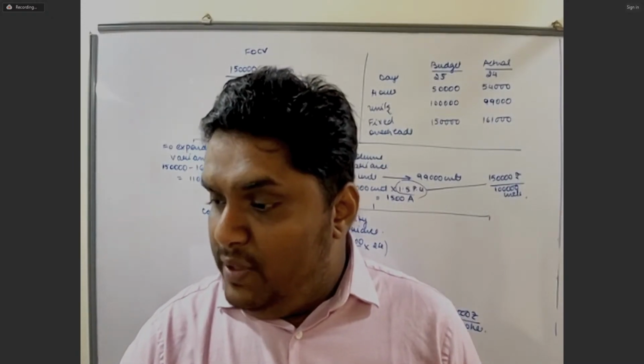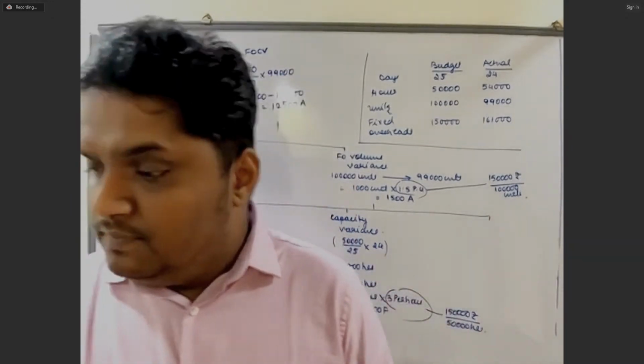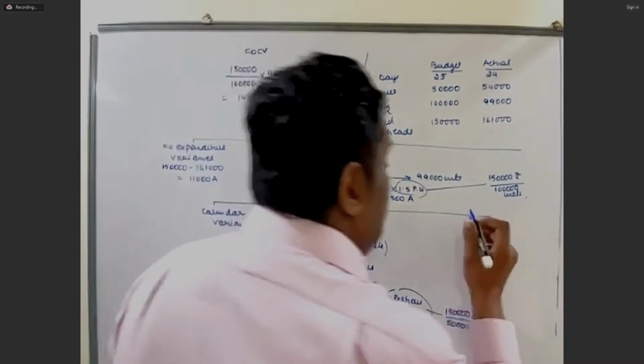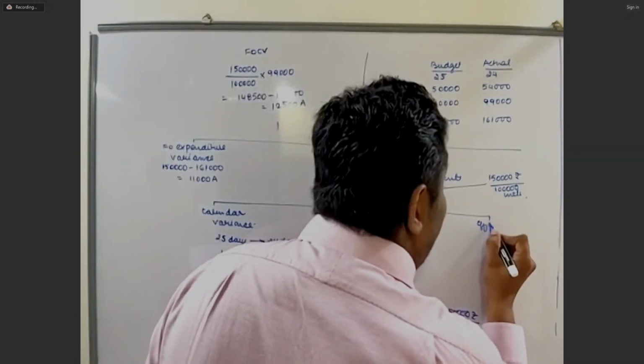Okay, Bhumika, let me check. So this will be 18,000 favorable. Now last part, efficiency variance.